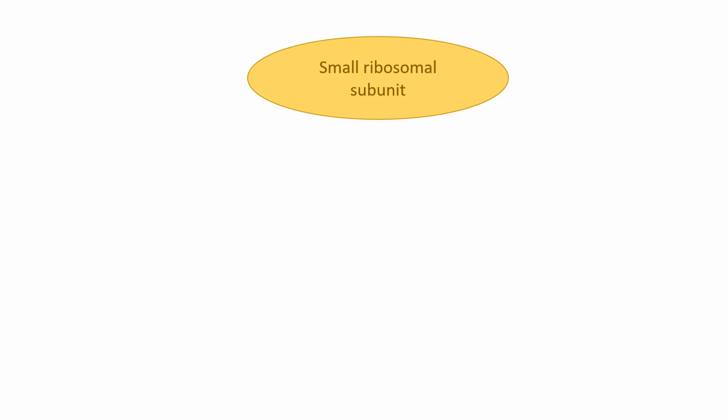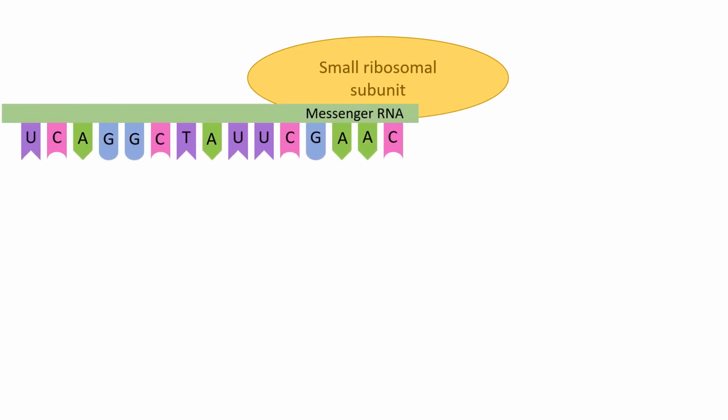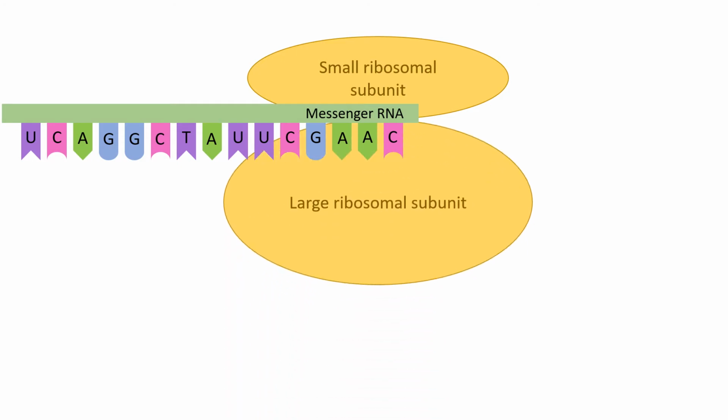So let's have a look at some pictures. Here's our small ribosomal subunit. So if you remember, messenger RNA is going to come along and bind to that. Here he comes. There's messenger RNA. Our large subunit now comes in and clamps that messenger RNA in place.